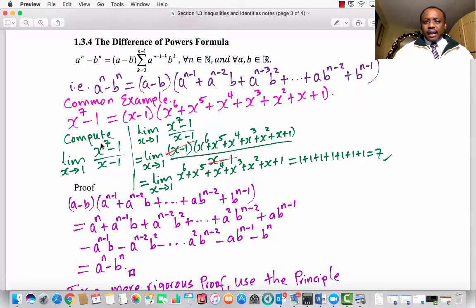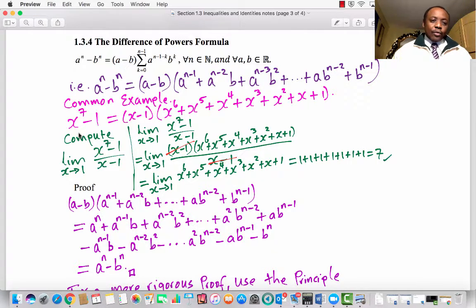Now let's go ahead and look at a common example. x to the 7 minus 1, by the difference of powers formula, would be x minus 1 times x to the 6 plus x to the 5 plus x to the 4 plus x to the 3 plus x squared plus x plus 1. When do we use this? Well, we haven't treated limits yet in this class, but I suspect that you've seen the idea of limits back in Calculus 1 or Calculus 2.